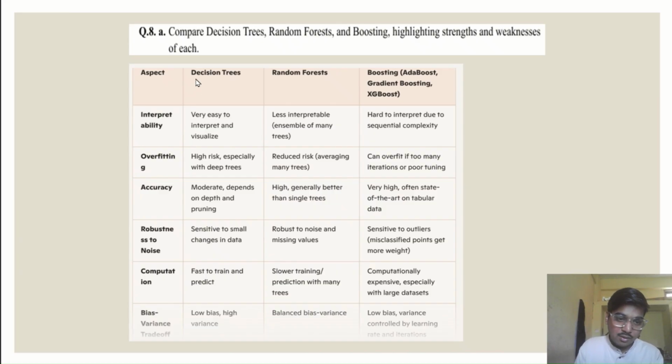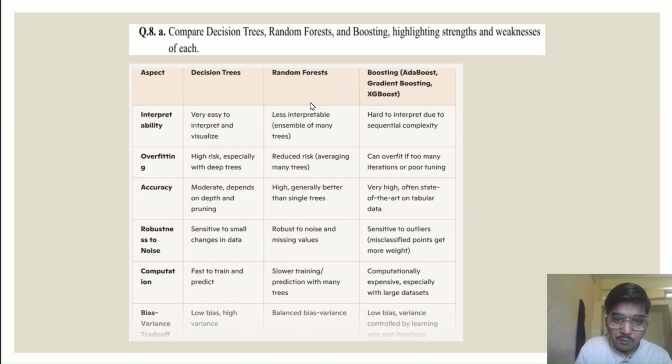Decision trees are sensitive to small changes in the data, whereas random forests are robust to noise, small changes and missing values, while boosting is also sensitive to outliers. Decision trees are very fast to compute, and they train and predict very quickly.